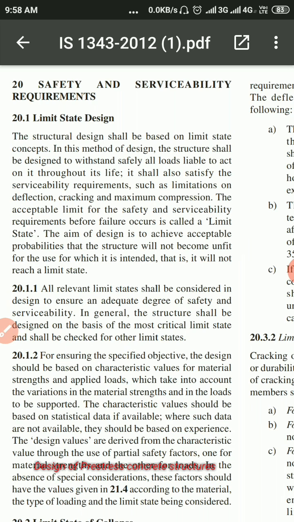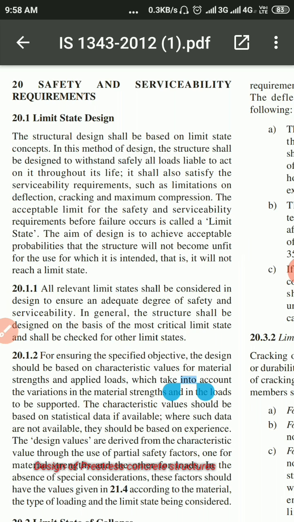What we do in the limit state, we consider all the possible loads, and we multiply them with an ultimate load factor. We multiply with a factor of safety. Before using the actual load, we multiply it with a partial factor of safety. So we provide more load for the calculation of bending moments or the moment resisting capacity.